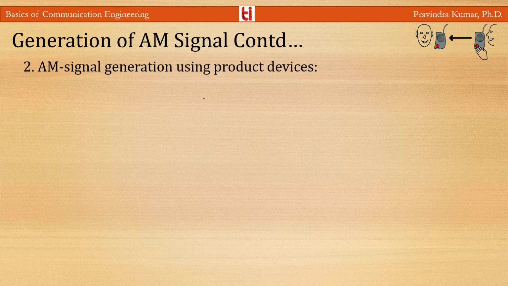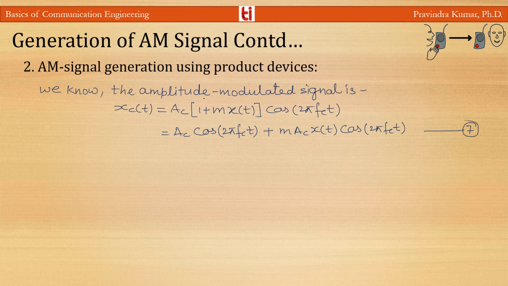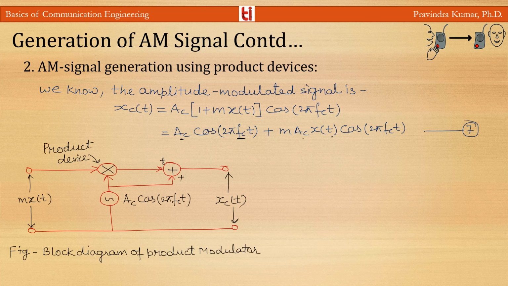Now second is AM signal generation using product devices. We know the amplitude modulated signal x_c(t) is A_c(1 + m x(t)) cos 2πf_c t, or we can write it as A_c cos 2πf_c t plus m A_c x(t) cos 2πf_c t. So with this equation, the amplitude modulated signal x_c(t) can be obtained from an arrangement like this figure.